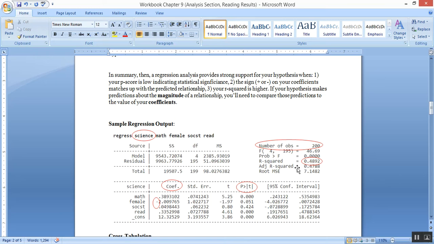The number of observations is 200. That means that we had 200 independent test takers for whom we gathered data on each of our relevant variables. And we already know that the dependent variable is science score, but what about our independent variables? Well, in this case, we've got math scores, we've got gender, 1 equals female, 0 equals male, we've got the social science score, and we've got the reading score.